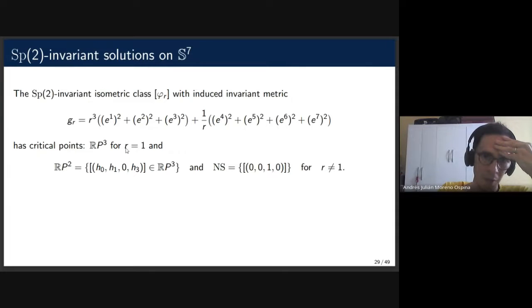We show that for R equal to 1, the whole isometric class is divergence free. But if R is different from one, sorry, we obtain two subfamilies of divergence free G2 structures in that isometric class. We denote that family as an RP2 family, and basically a point in RP3.